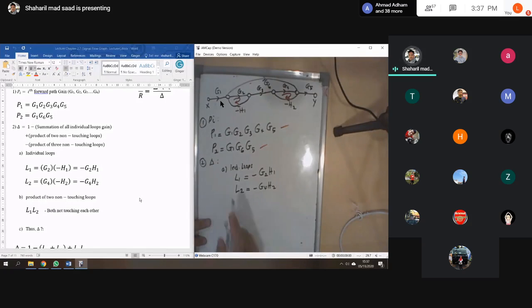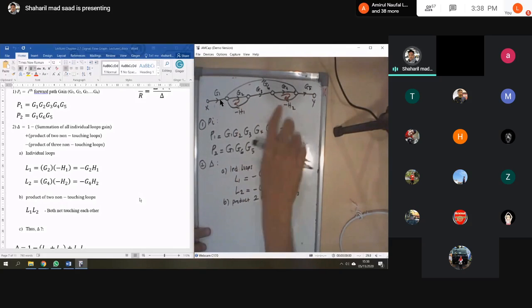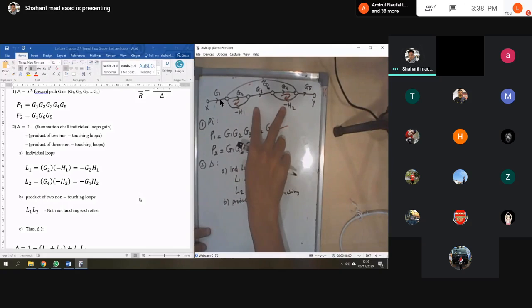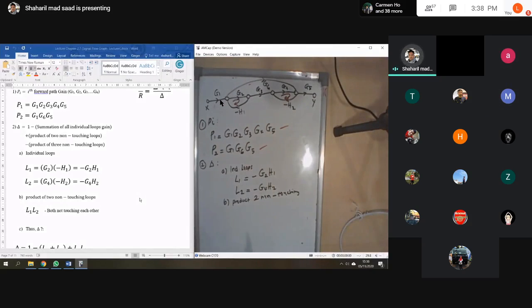So and then number B, product of two non-touching loops. So you look at loop 1 and loop 2. Is it touching each other? Sentuh tak? Tak kan? Tak sentuh. That means you will get L1 and L2 product, that means you need to multiply L1 and L2.